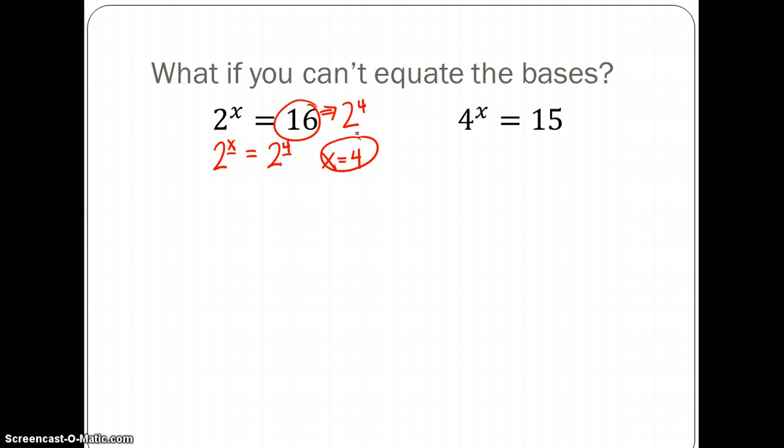What if we get problems, though, where we can't equate the bases? This is the one I warned you about in class: 4 to the x equals 15. Well, if I wanted to rewrite 15 as 4 to some power, generally the powers are supposed to be ones that you can think through logically. They're not going to be crazy large numbers or weird fractions. 15 is 4 to some power, certainly, but we don't really know what power that would be. This is where we need to do something a little different, because we can't actually make the bases the same.